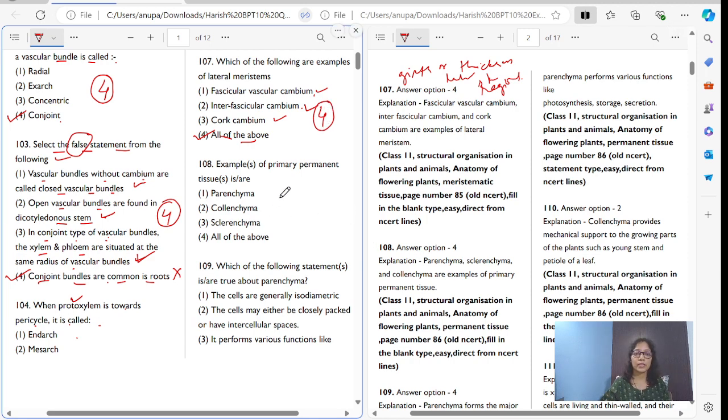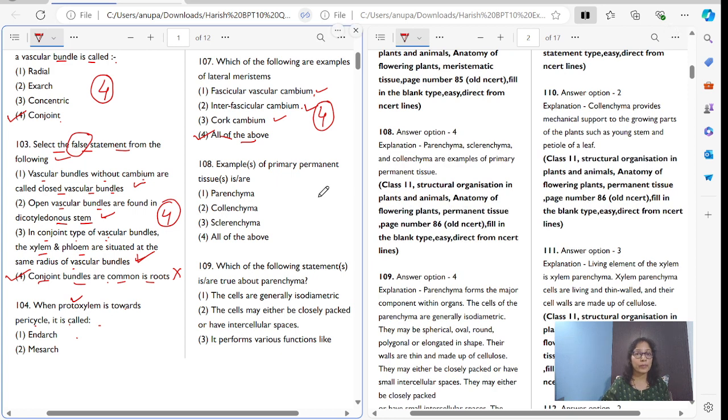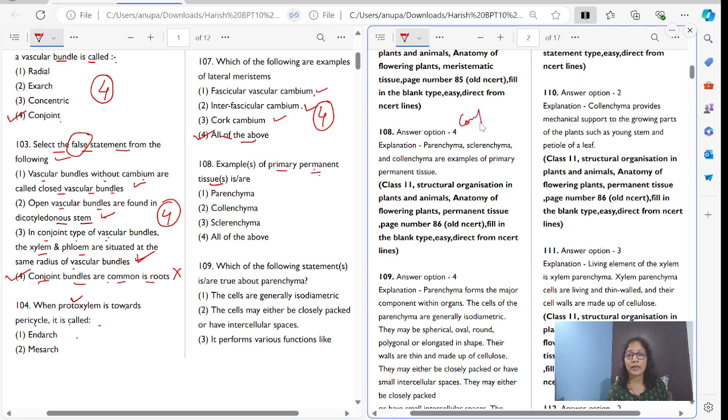Now let's move to question number 108. Question number 108 states that examples of primary permanent tissues are. We have to find out the examples of primary permanent tissue. We know that primary permanent tissues are those which have completely grown. These are completely grown and have lost the power to divide, means they are not able to divide. And the examples of primary permanent tissues are parenchyma, sclerenchyma, and collenchyma.